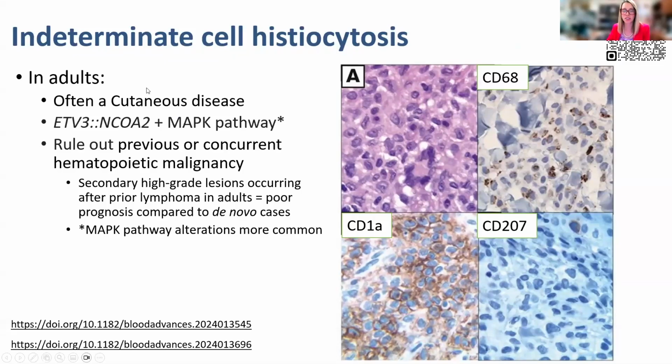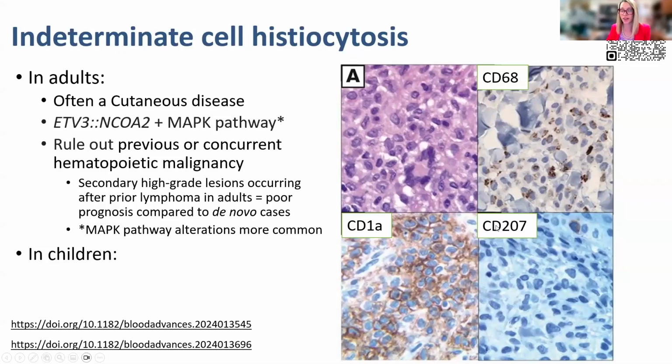But often in adults, this is more cutaneous-based disease. It was originally described with the ETV3 fusion, but we're realizing that many of these cases, even more so, have MAP kinase pathway mutations. It's really important in these, especially in adults, to rule out previous or concurrent hematopoietic malignancies, especially cutaneous lymphomas.